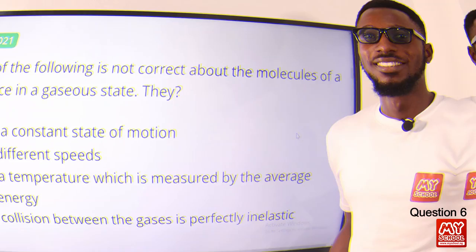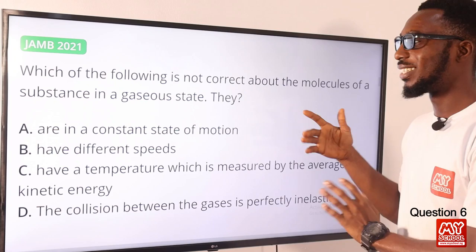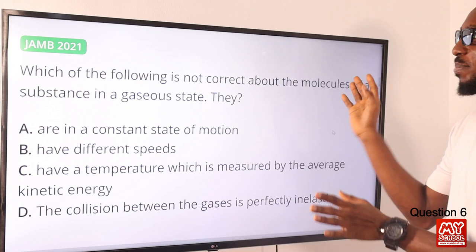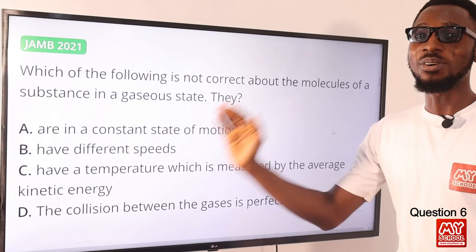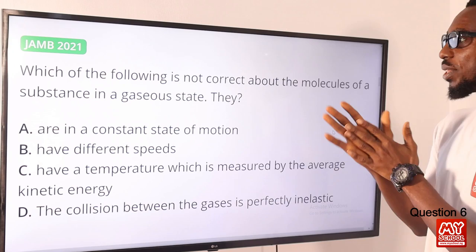Number 6. Which of the following is not correct about the molecules of a substance in a gaseous state? We can introduce the assumptions regarding the kinetic theory of gases, so let's pick out the statement that is incorrect from here. Option A, they are in a constant state of motion. This is one of the things that agree with the kinetic theory of gases assumptions.